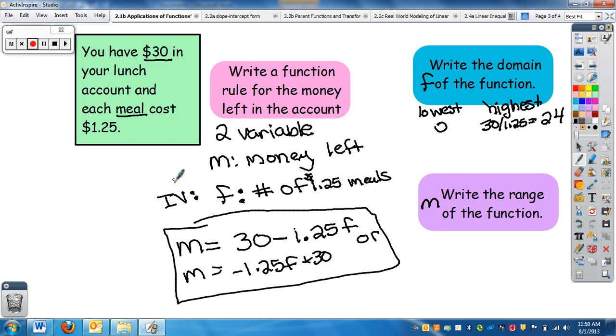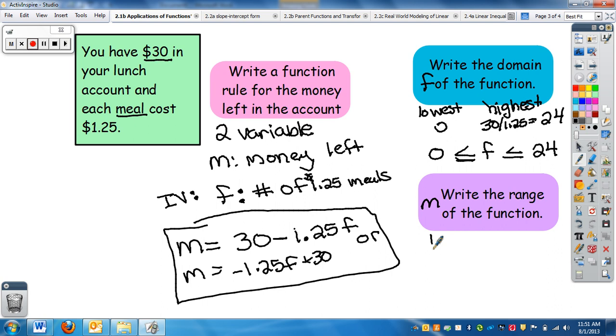Alright. So if I'm writing my domain, now I'm in between. I have a lowest and I have a highest. So I can write an inequality for this. Here's F. I can go higher than 0, or I can choose to equal 0. And I can go lower than 24. I can't go higher than 24, but I can have 24 meals, and then my amount would be 0.